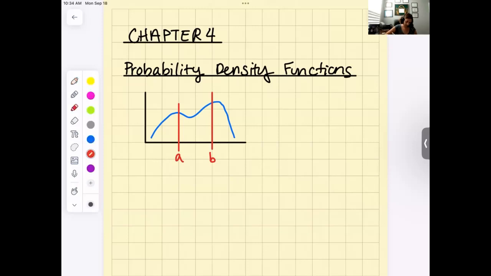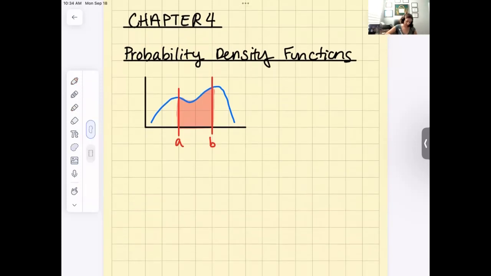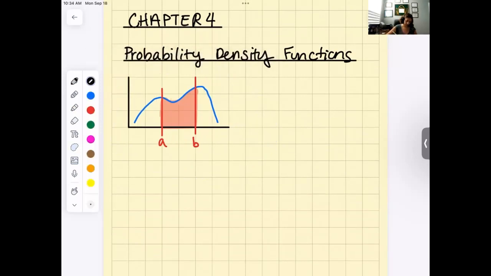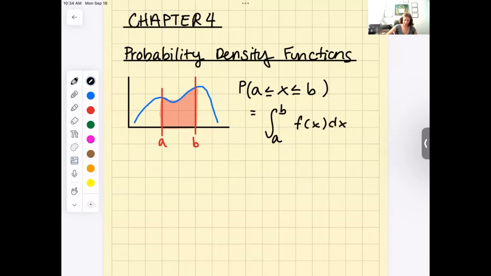And so you're trying to figure out the area under the curve between these two points. Well, in this class, the area under the curve represents a probability. So the probability that some value is going to fall between A and B, as you know from calculus, is the integral from A to B of the function.